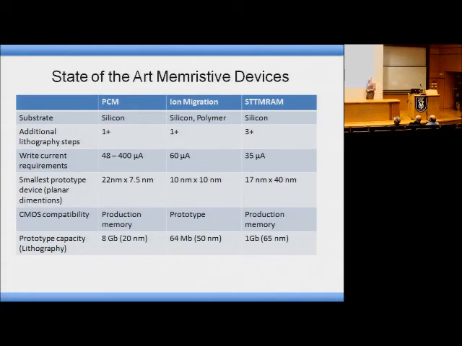And these numbers, by the way, don't go together. They're just points that we found in the literature to give you some perspective on some of the characteristics of each of the technologies. But we've seen on the order of a gigabit memory for STT. So people are doing it, and it's going to expand. This is production, recent devices that have come out.